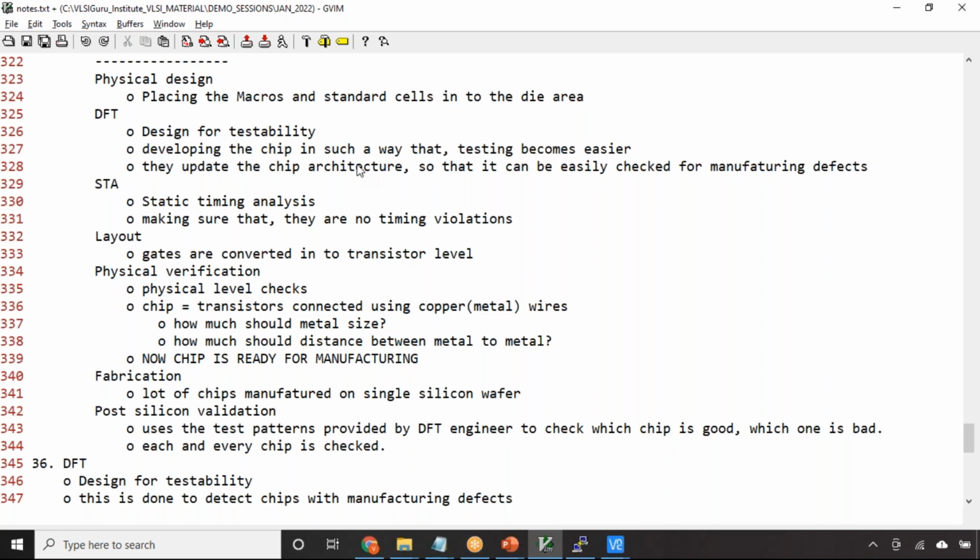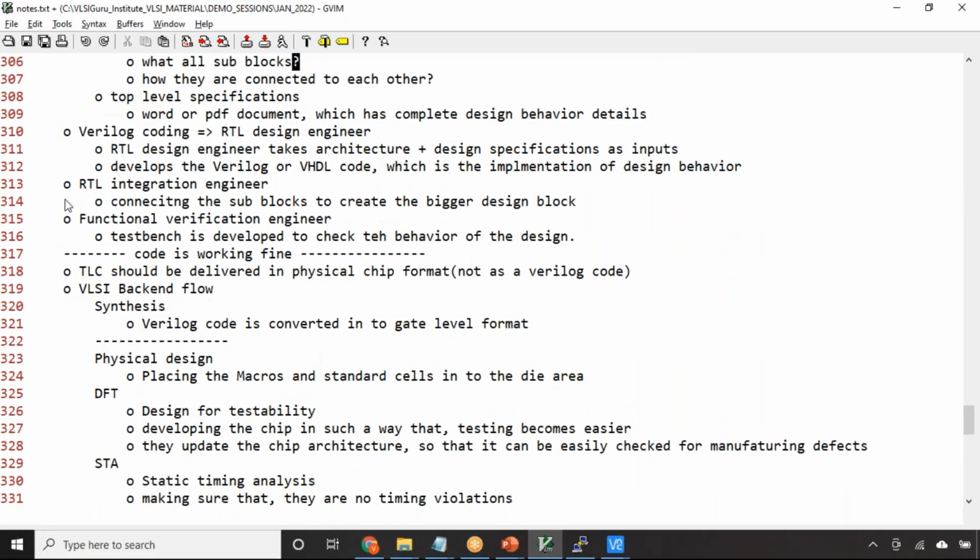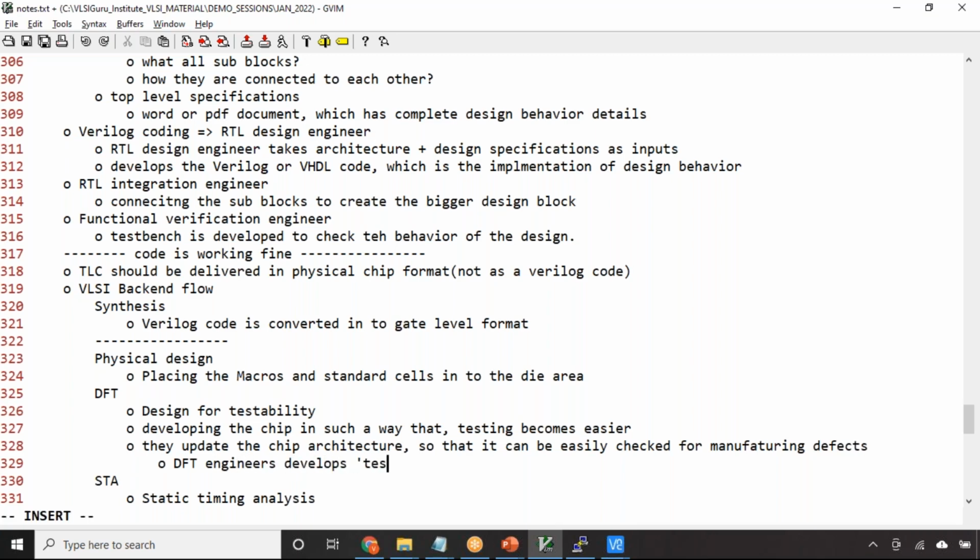One question: DFT is post-silicon or pre-silicon testing? See, typically DFT comes into the picture in both the front end domain and back end domain. DFT implementation happens pre-silicon only. What the DFT engineer does is create the chip architecture so that it can be easily checked. He develops test patterns.